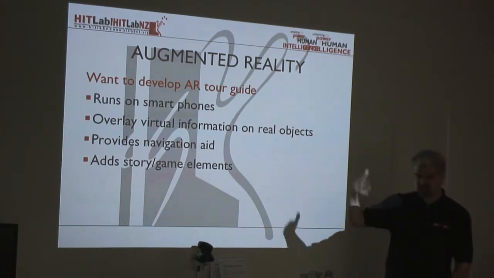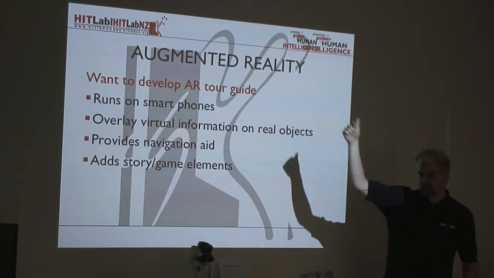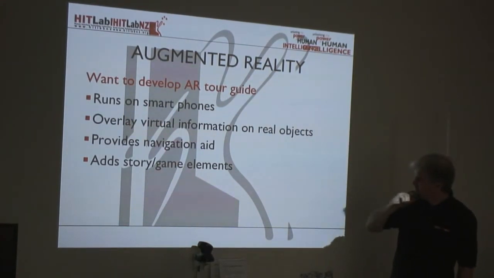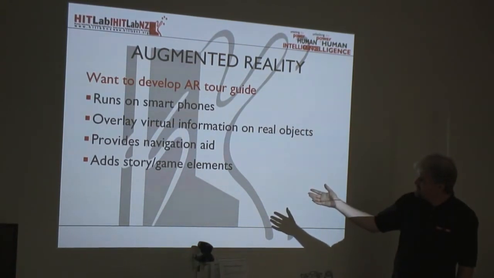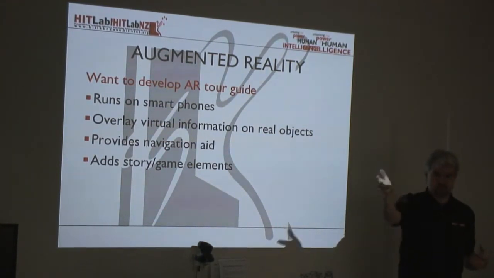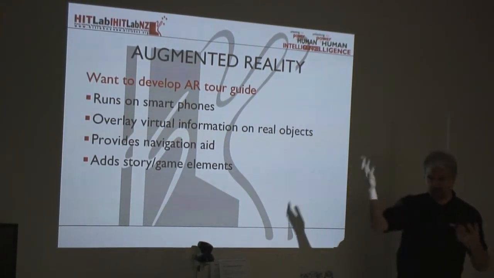So you'd stand in front of a building, you'd point your phone at it, and a virtual arrow would appear saying this is such and such building. It would also provide some navigational aid. And for younger people, she wanted to have some sort of story or game element. So when you look at the castle, there could be a mini game there. Maybe you have to throw virtual rocks at the castle to rescue the princess or something.